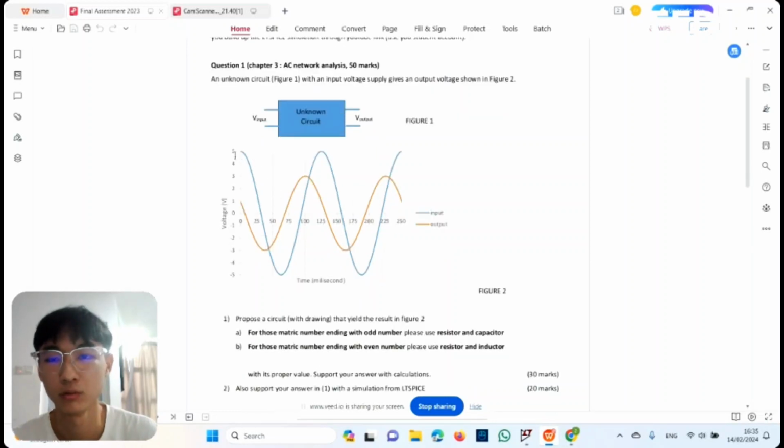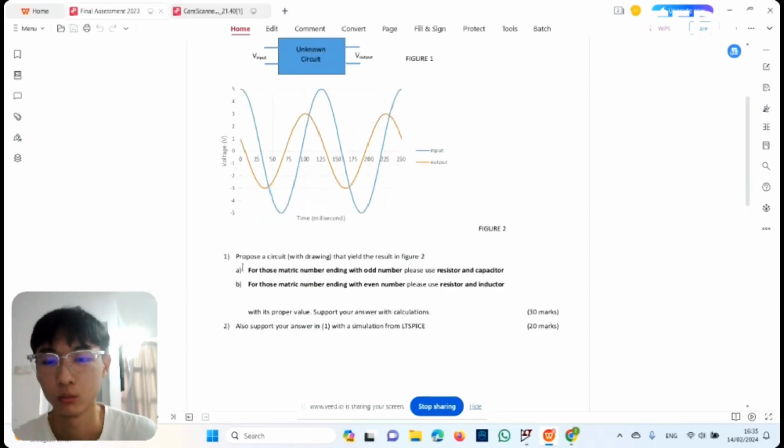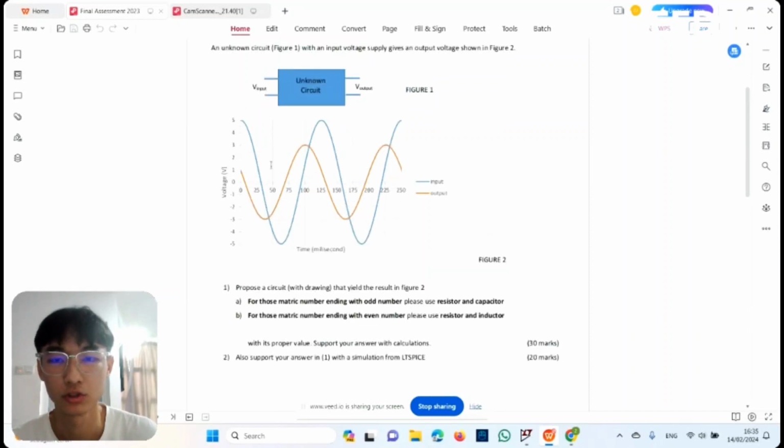From figure 2, we know the maximum amplitude of the input voltage is 5, and the time T is 125 millisecond, and the maximum amplitude of the output voltage is 3. For question 1A, we need to use a resistor and capacitor to build a circuit to show this graph.